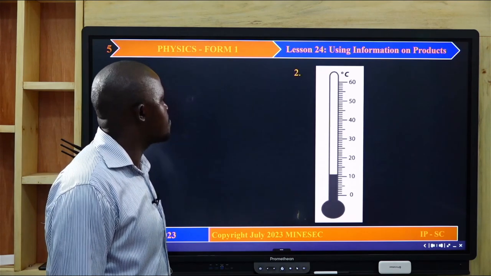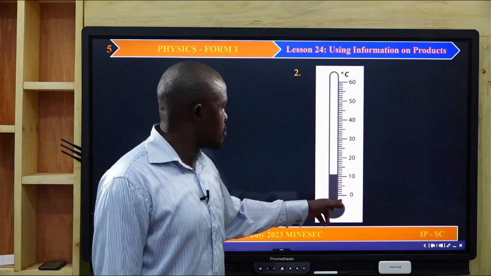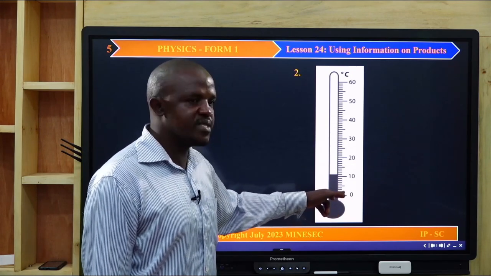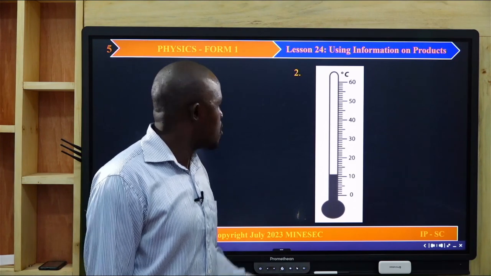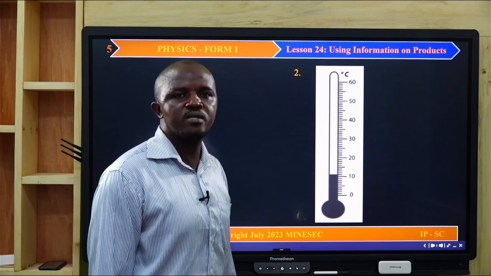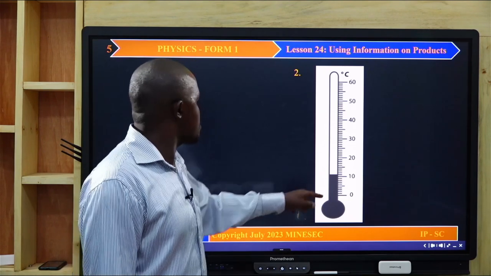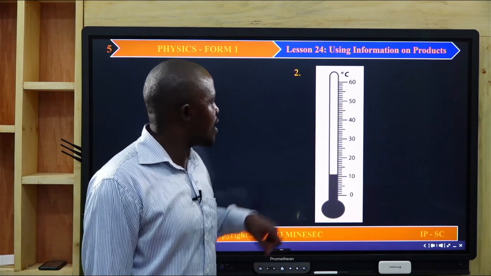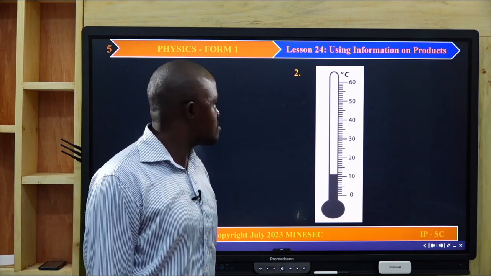The second thermometer is here, and you can look here, this is the 0 mark, and between 0 and 10, as I said before, there are 10 subdivisions, which means that one of the subdivisions is equivalent to 1 degree. So here we are 1 degree after 10, so it should be 11 degrees Celsius.